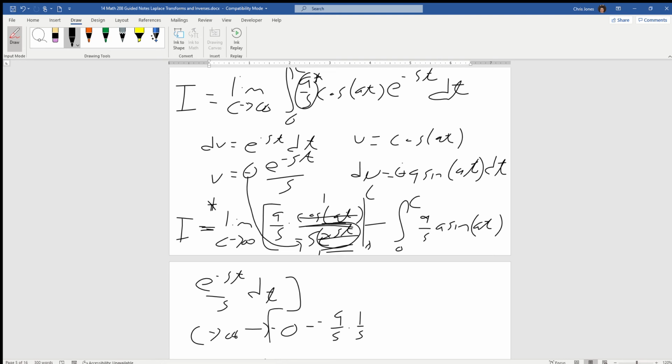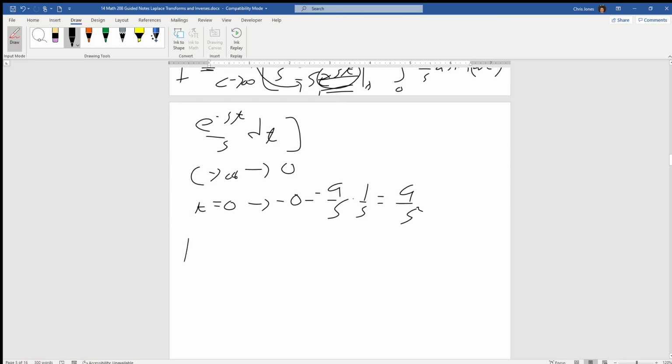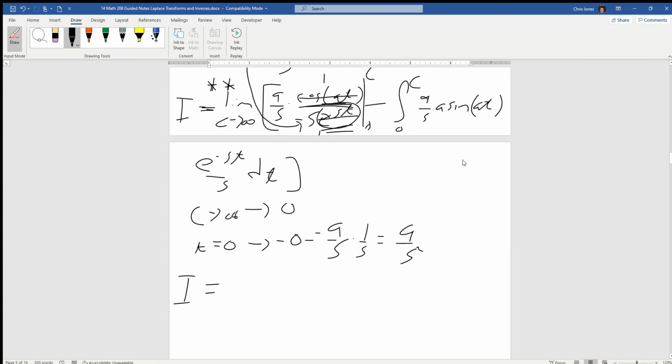Right? And so that's just going to simplify. So this should just be 0 as it approaches infinity, and this should be negative 0 minus a negative a over s times 1 over s. Or in other words, as t approaches 0, this whole quantity, this limit that we were originally looking at, just becomes a over s squared. All right, so our integral I, and this is going to be the beauty of this integral, is now going to become a over s squared.